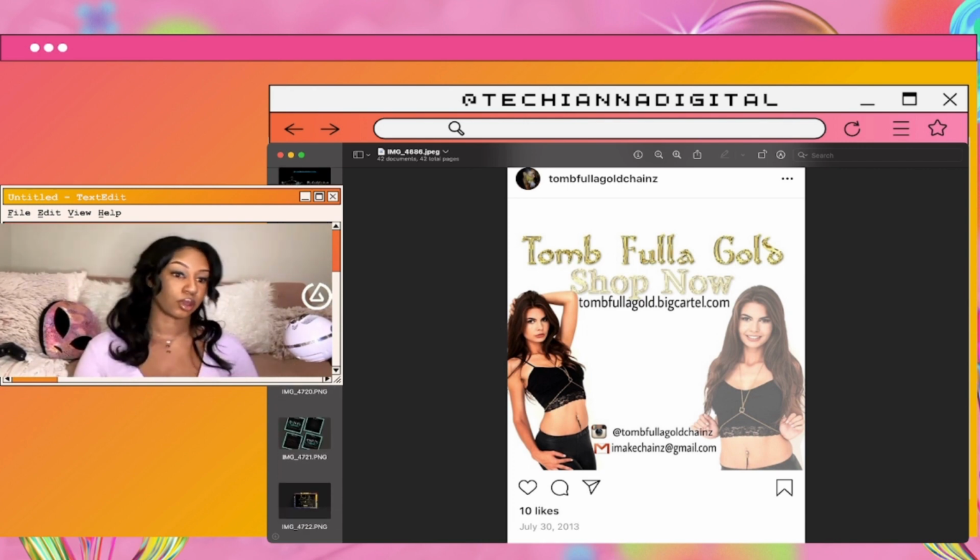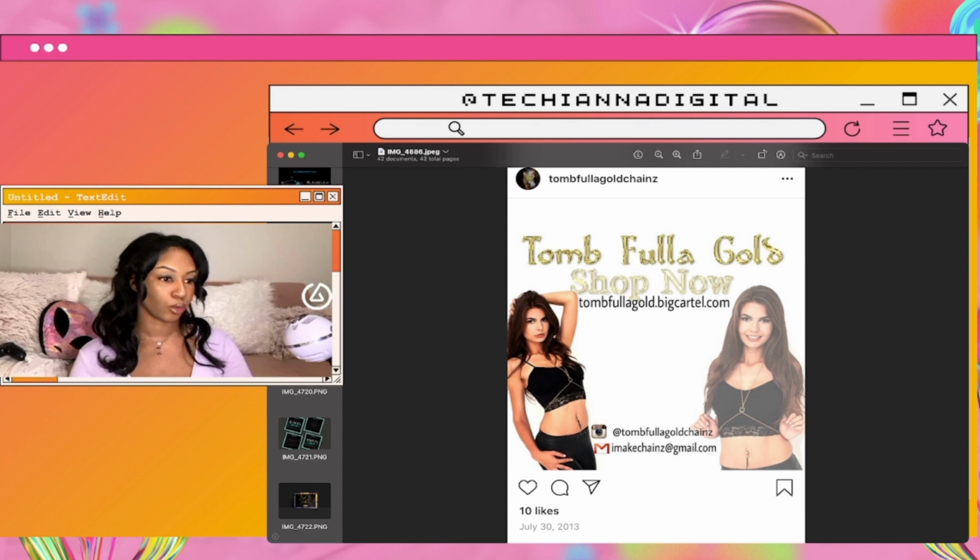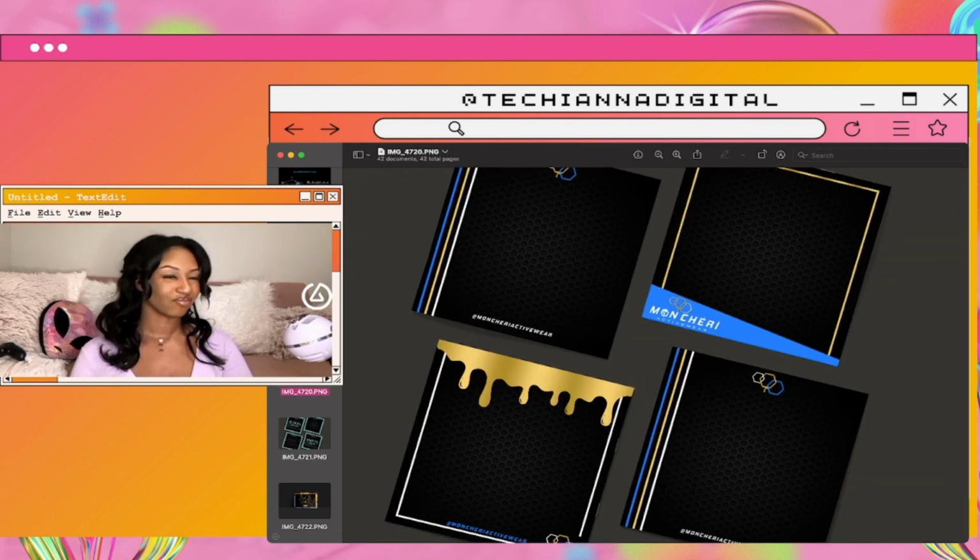Shout out to all my models though. They were all super sweet, super beautiful, and they literally did what needed to be done to bring my brand to life. Maybe in the future I'll bring back Tomb Full of Gold, but you know, maybe.